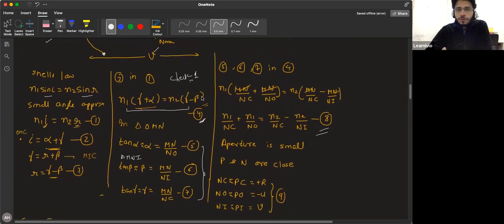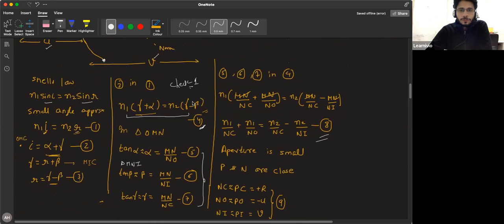Can you explain again after equation 4? Sir, why are we subtracting N2? No, we are not subtracting, I'm just substituting it here. Here it's gamma minus beta. So instead of beta, I'm writing this term. Okay, just put these values here.